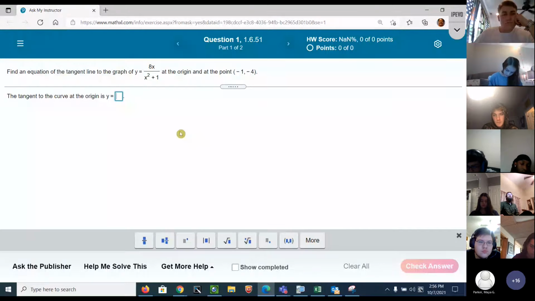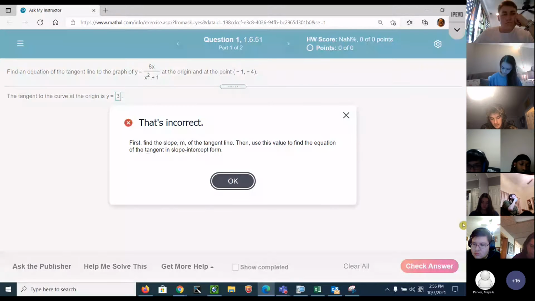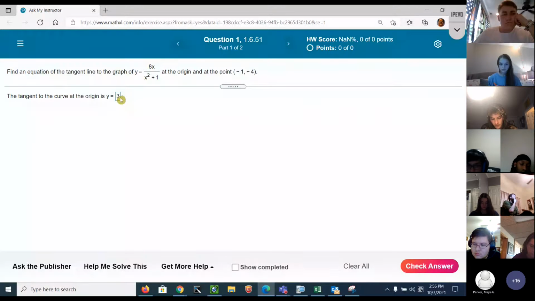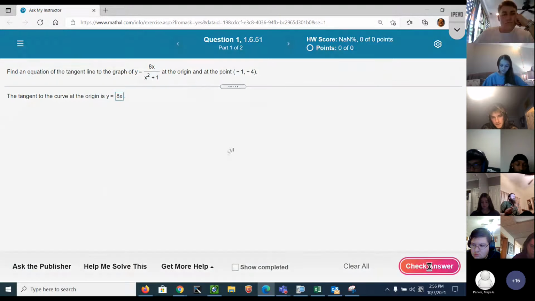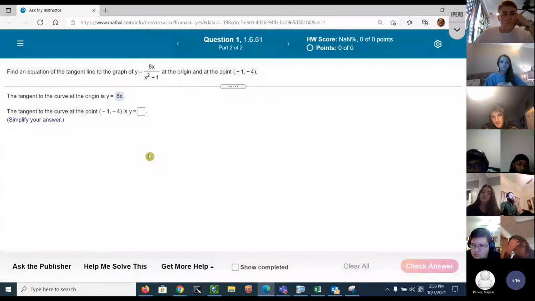So I'm going to type in 3. Oh, the tangent at the curve at the origin is what? 8x? We get 8x for the first one. And the next is negative 4.